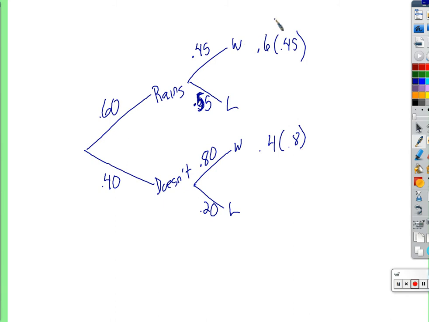We take their probabilities and multiply them together, and then in the end, we add them all up, whatever they are, as long as they fit.